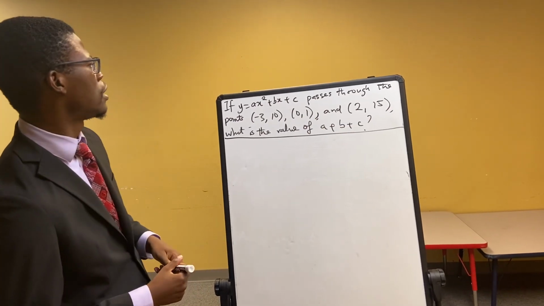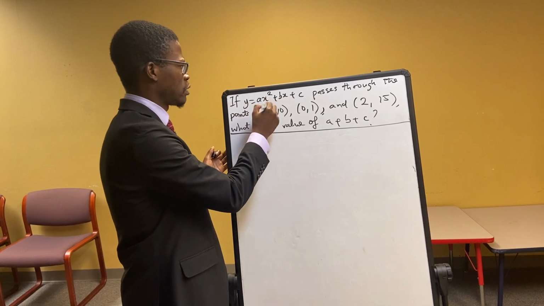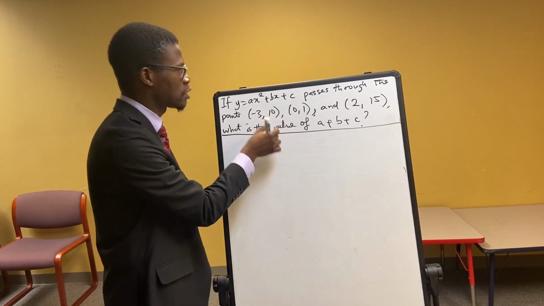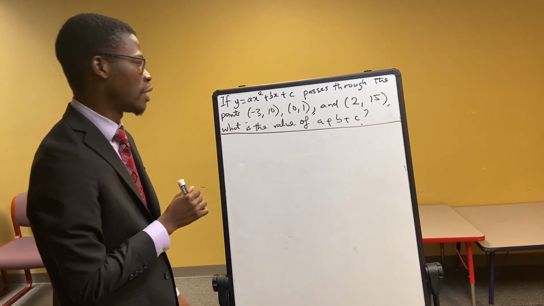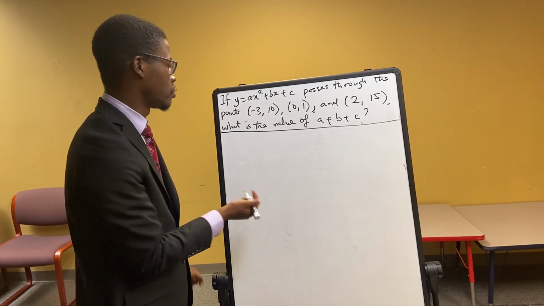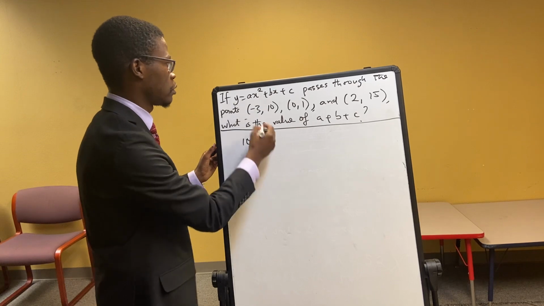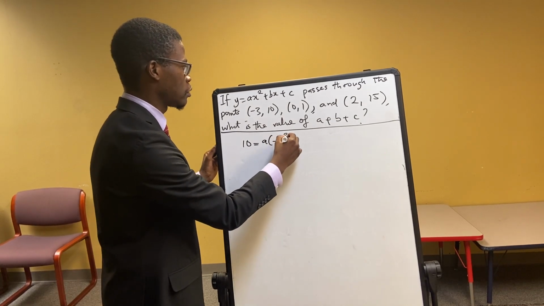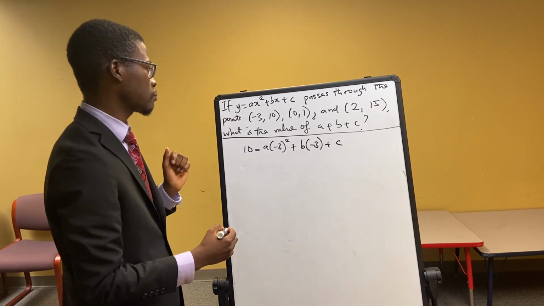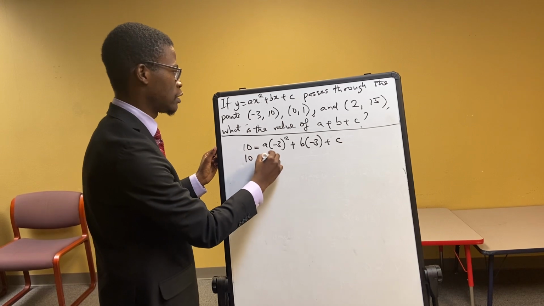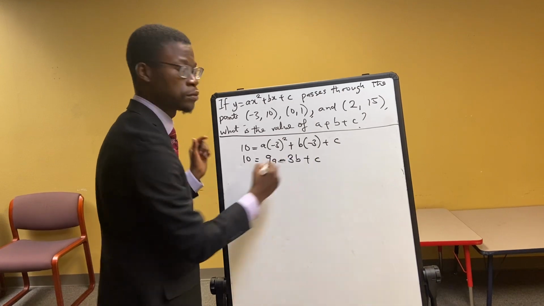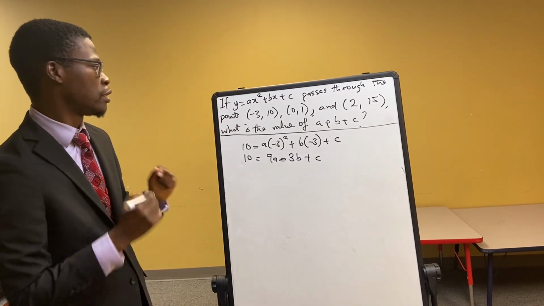So now let's look at these points. We can call this, of course, xy, xy, xy, right? Now for each of these points, let's slot them into the equation. In this first case, for example, x is negative 3 and y is 10. So we have 10 equals a negative 3 squared plus b negative 3 plus c. So that becomes 10 equals 9a minus 3b plus c. That's the first one.